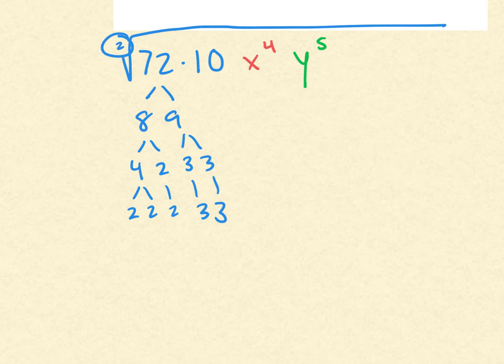All right, so we can't forget about the 10. What are 2 factors of 10? 5 and 2. And that's it, 5 and 2. So I'll write those down below.